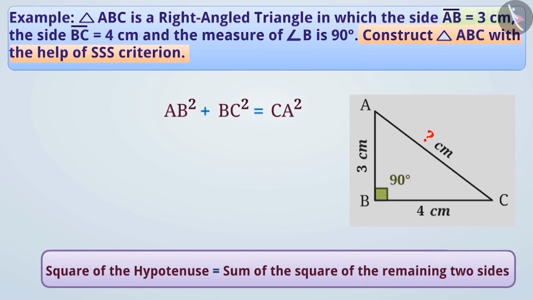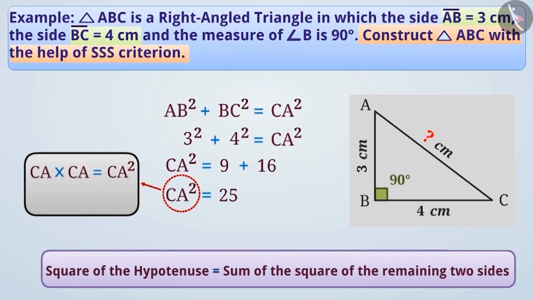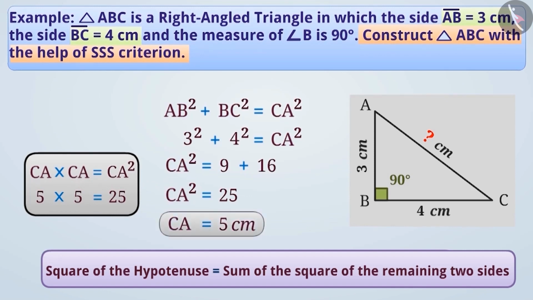In the question, it is given that AB is equal to 3 cm and BC is equal to 4 cm. Therefore, 3 square plus 4 square is equal to CA square. CA square is equal to 9 plus 16. CA square is equal to 25. CA square means CA multiplied by CA. That is, we need a number which when multiplied by itself gives the result 25. Such a number is 5 because 5 multiplied by 5 is equal to 25. That is, CA is equal to 5 cm.